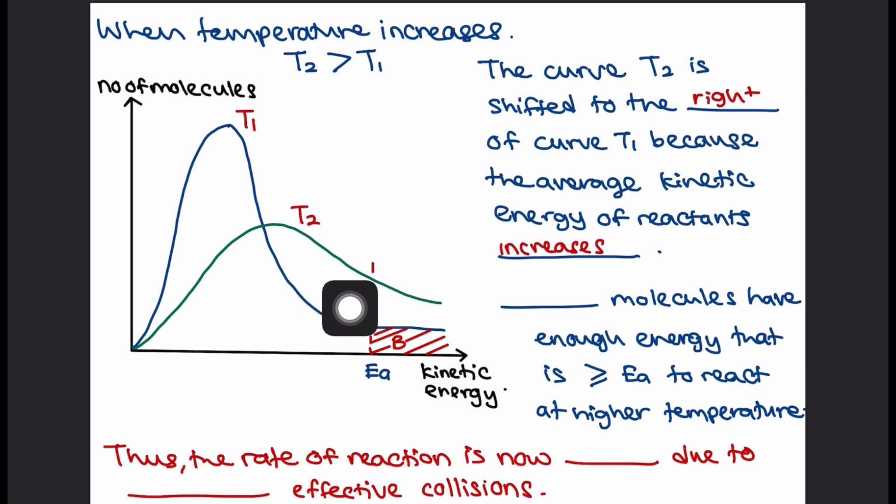From the T2 curve, it is also visible that the area under the graph after activation energy has increased. Therefore, we can conclude that more molecules have enough energy, that is greater or equals to activation energy, to react at higher temperature. This is important for rate of reaction, since the rate of reaction will now be higher due to more effective collisions occurring.